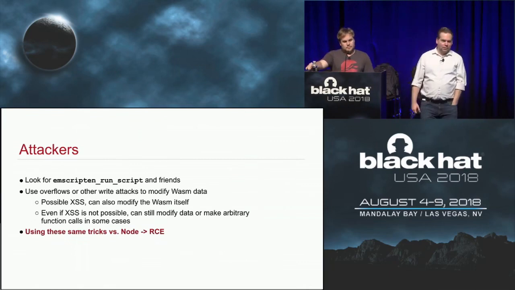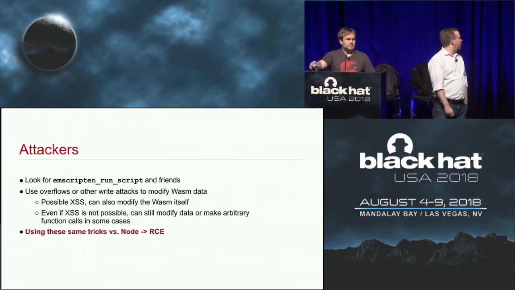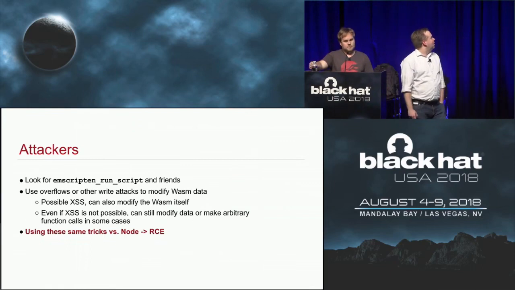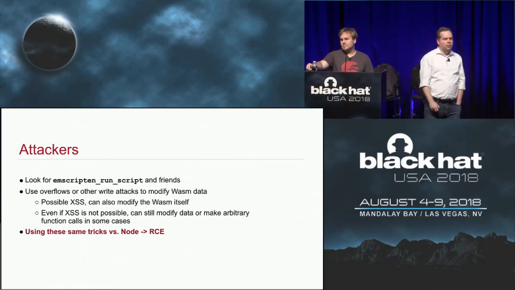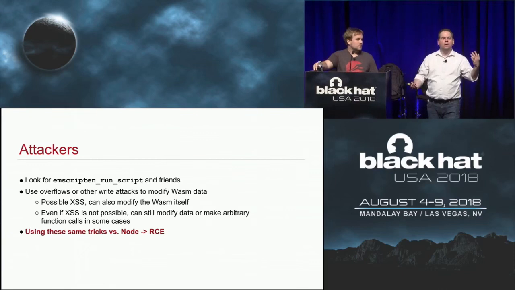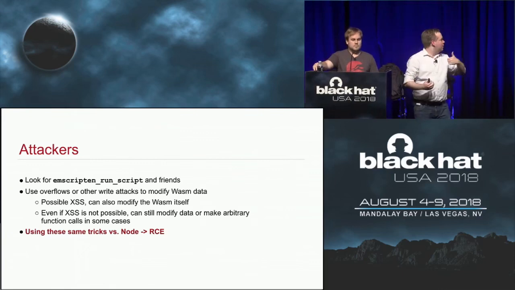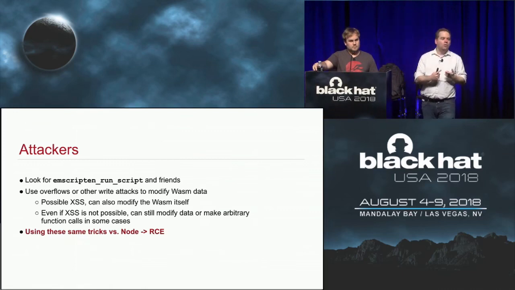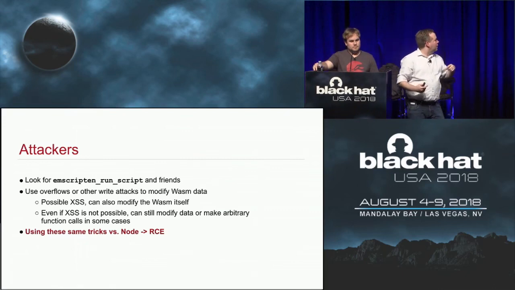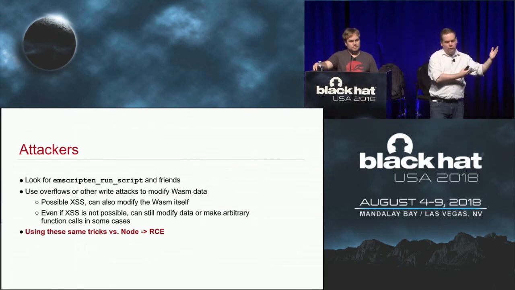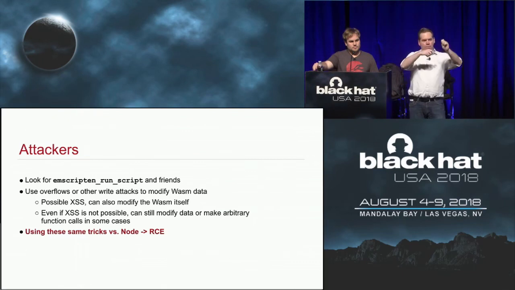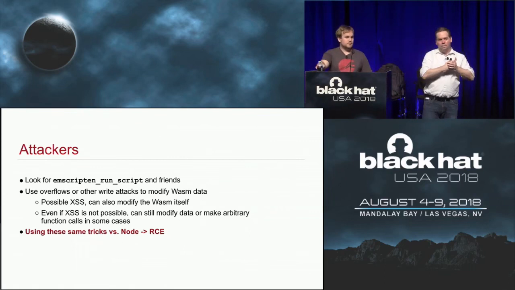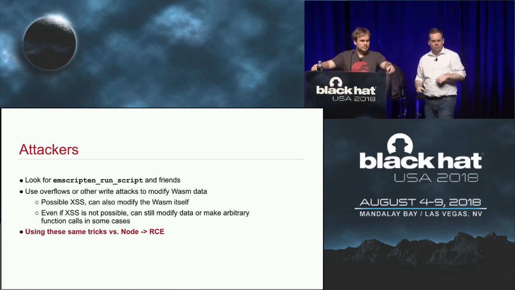As an attacker, if you find one of these and you want to do something interesting, look for Emscripten run script, because that's where you're going to have the most fun. If you don't see that, you can use overflows. You can use other things that allow you to write arbitrarily to overwrite values. And in the function pointer cases, you can overwrite interesting things there. If you get XSS, you can turn back around and modify what the WASM is going to be. And even if there's no XSS because they didn't use, for example, run script, you should still be able to modify things in memory that are useful to you. And if you're talking about Node, then all these tricks turn into RCE.